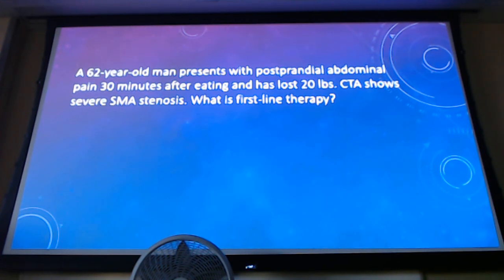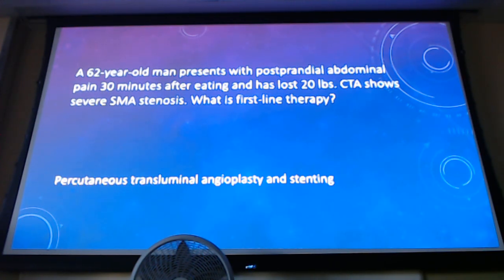What is that stenosis causing? Mesenteric ischemia, right? They have that food fear. They don't want to eat. They lose weight. What do we do for mesenteric ischemia? Stent. We try to stent, right? So percutaneous transluminal angioplasty with stenting. Okay.